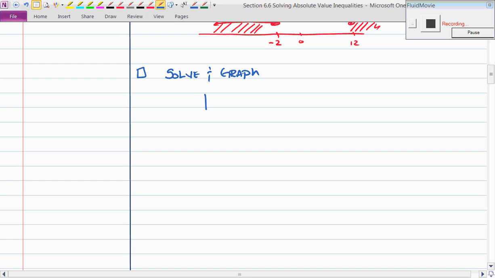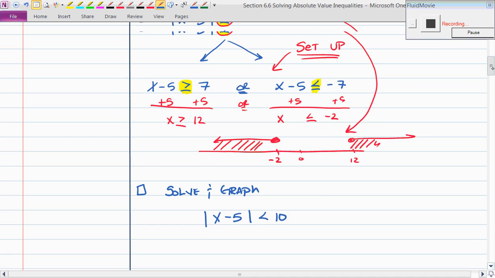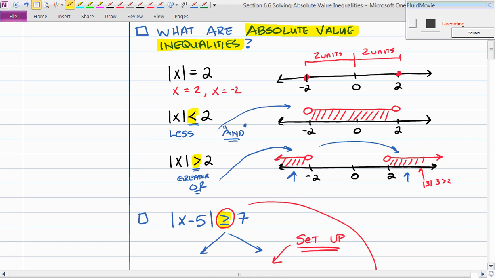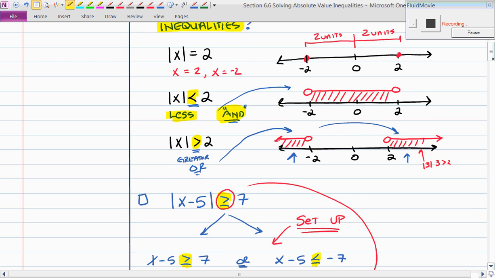Solve and graph. So let's do the absolute value of x minus 5 is less than 10. Now this is different than before. The one we had before was a greater than or equal to sign. This is a less than sign. And we note from up above that if we have a less than sign, then that means we're going to have an and situation. That means that we're going to have two numbers that are sandwiched between.